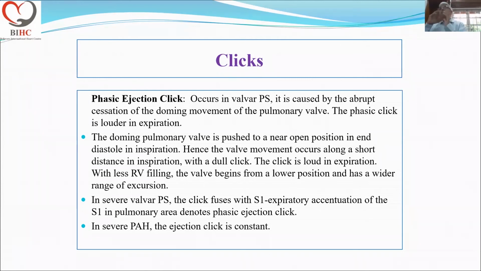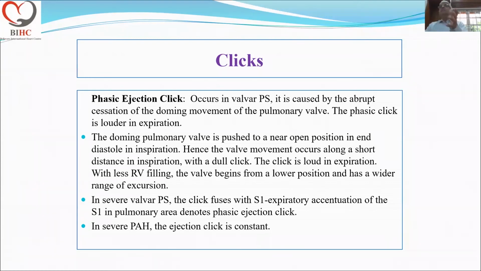This is because in inspiration, there is too much of blood in the RV, and that can push open the pulmonary valve to a near open position. So the further opening is across a very short distance. That is why the consequent sound, the ejection click, is not prominent. In expiration, as the RV fills less, there is a much greater range of excursion of the pulmonary valve, causing a louder pulmonary ejection click in expiration.